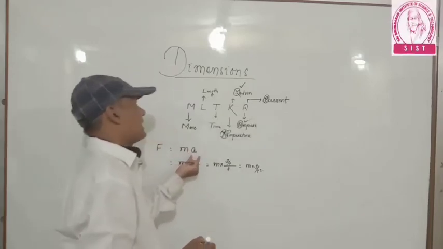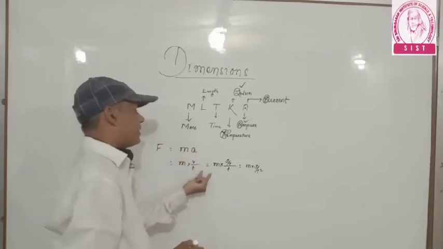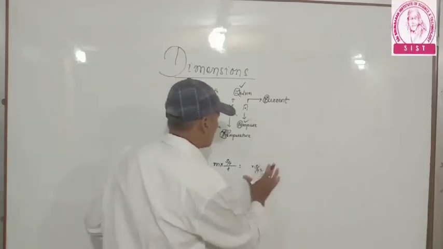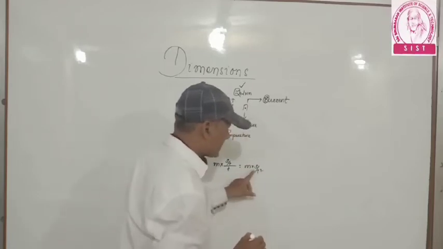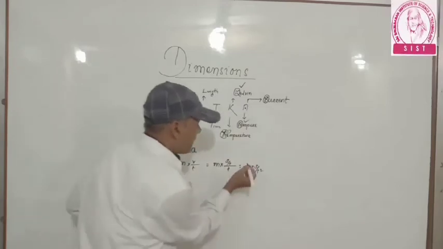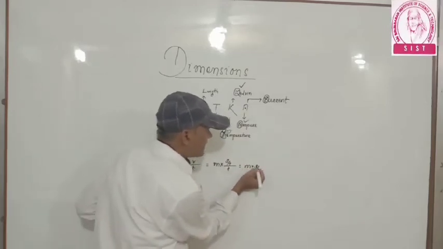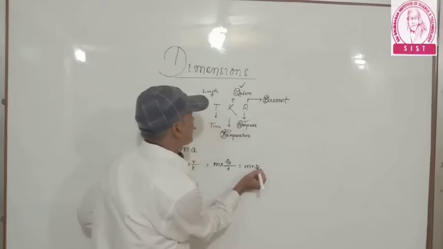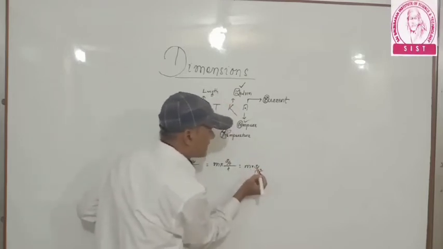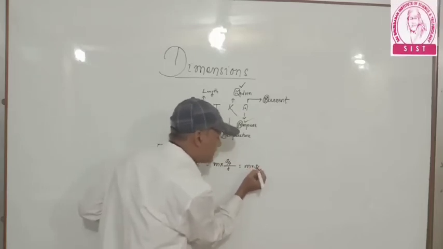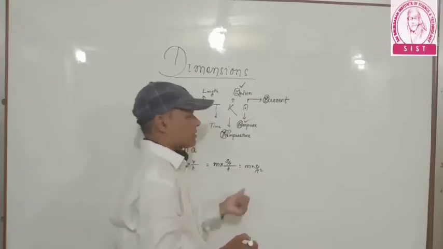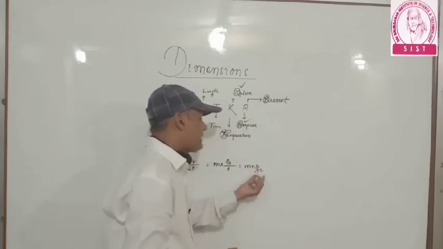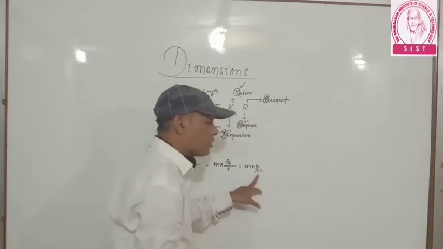After splitting acceleration, we get m s by t square. M stands for mass, S stands for distance or displacement, that is also called length, and T stands for time. So now mass, length, time. So what is the power of mass? Here is a single mass, here is a single length, but here is a double time. You know, square of the time is written here.